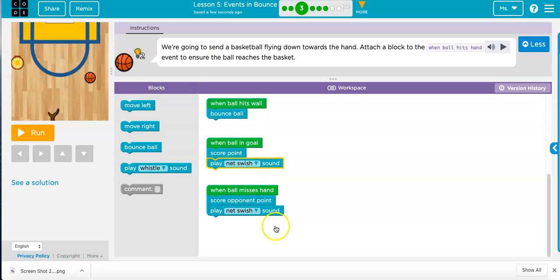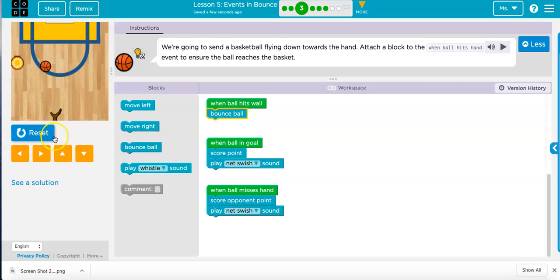And so that's what I would add to when ball and goal. When ball misses the hand, what should happen? You don't have this block, score opponent point. You don't have that block yet because we're not at that level. But if the ball misses your hand, what should happen? Do you want the ball to bounce? Should you hear a whistle because now it's going to go out of bounds or something? So think about what should happen when the ball misses your hand.